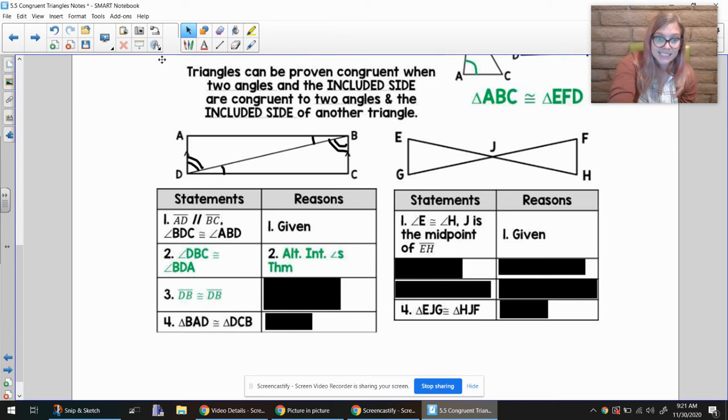Next, we're going to prove that DB is congruent to DB. That is, again, the reflexive property, that property that says everything is equal to itself. Now I've got two triangles that have corresponding angles and the side in between them, that included side, being congruent.